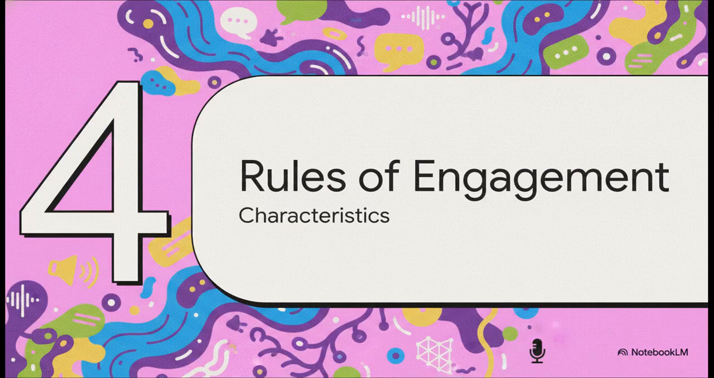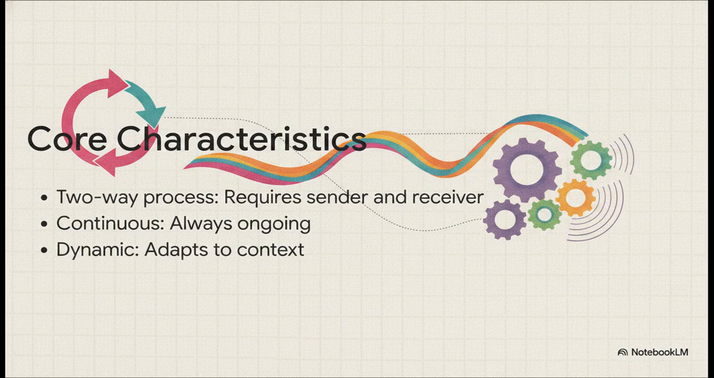Moving on to Section 4, the rules of engagement, characteristics of communication. This is where we see that communication is a dynamic, living ecosystem, not just some static event. Just look at these first 3 characteristics. It is a two-way process. It absolutely requires both a sender and a receiver. It is continuous, meaning it's ongoing and never static. And it's incredibly dynamic. It constantly shifts and adapts to the context, the physical environment, and the specific audience sitting right in front of you.